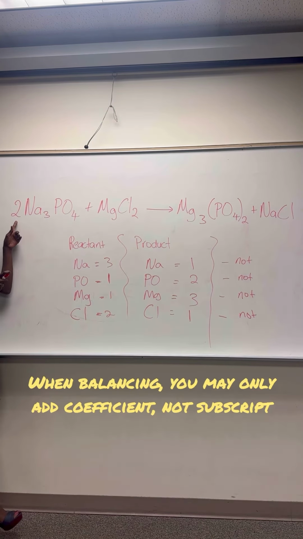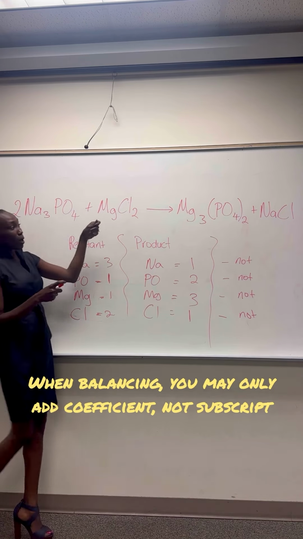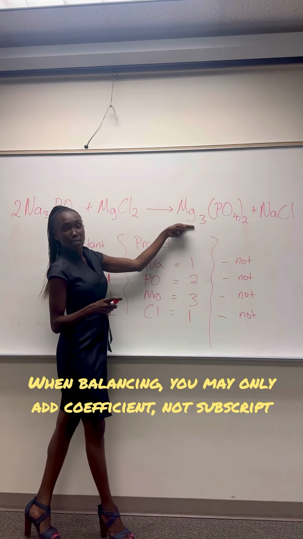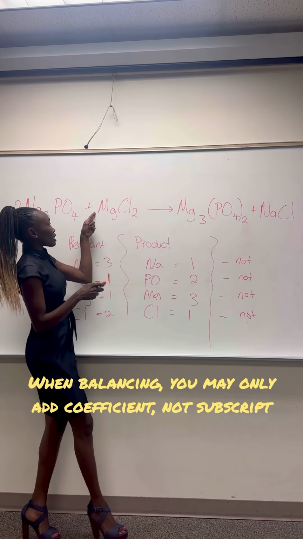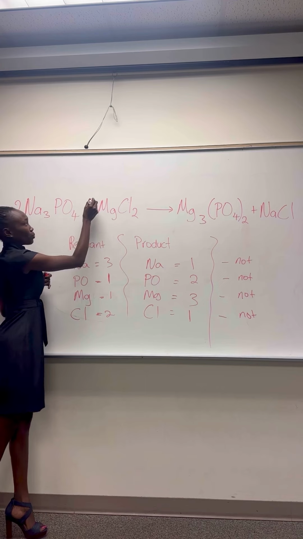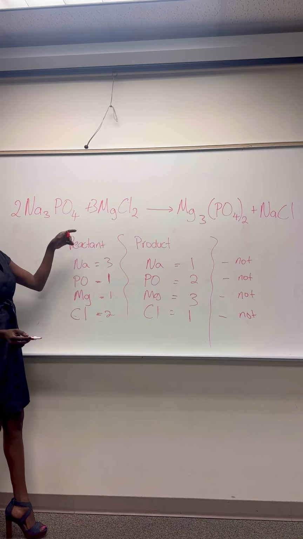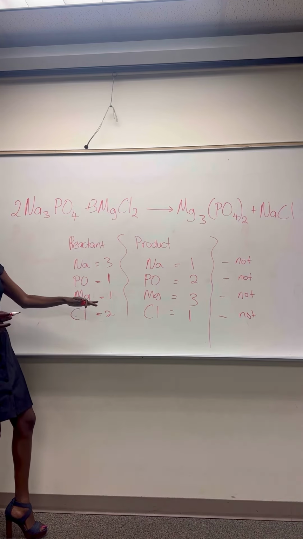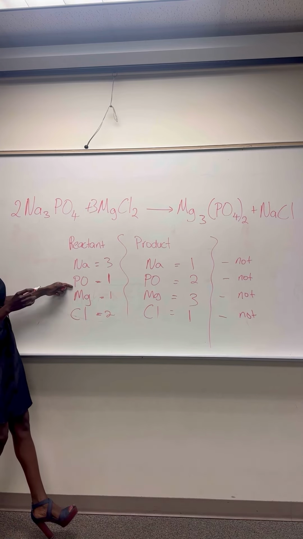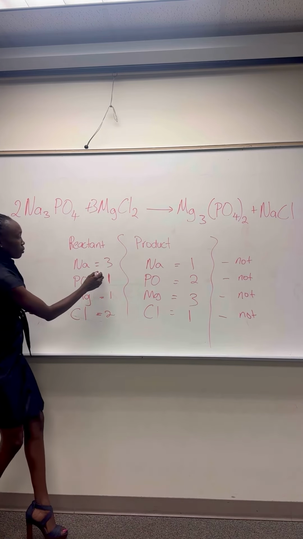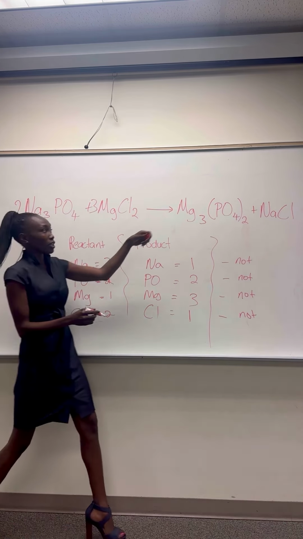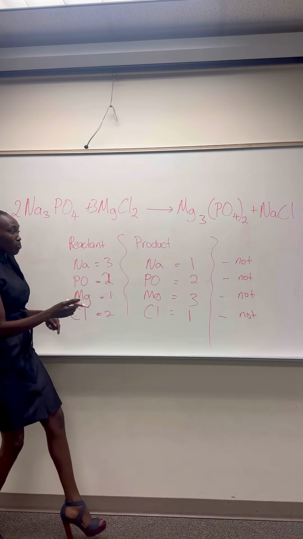This coefficient 2 will then apply to this, this, and this. Now we have 2 phosphate group, right? And we have 2 over here. The magnesium has 3. Let's put a 3 here as well, right, to balance this one. Now let's go ahead and change and see what we have so far. We have now 2, right, phosphate, and we also have 2. That is balanced.